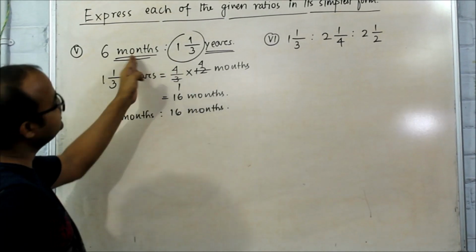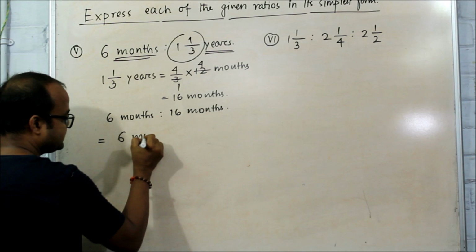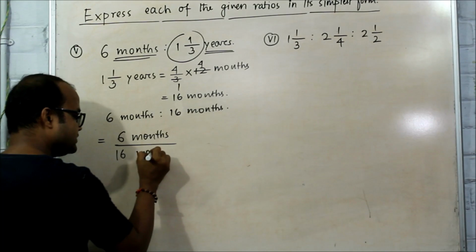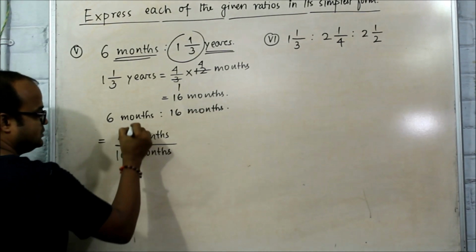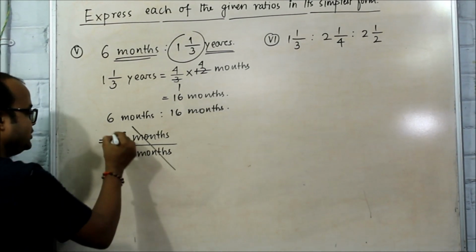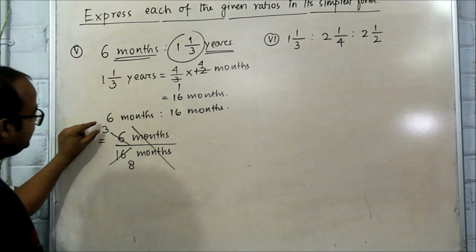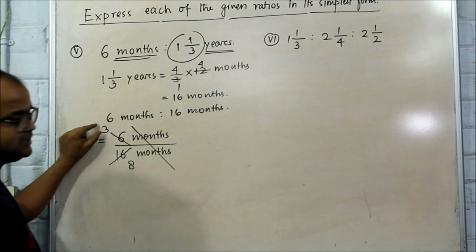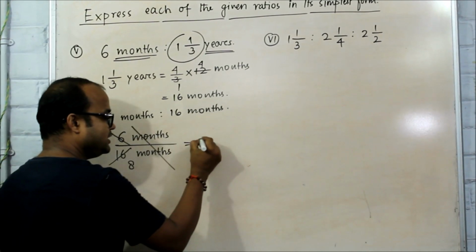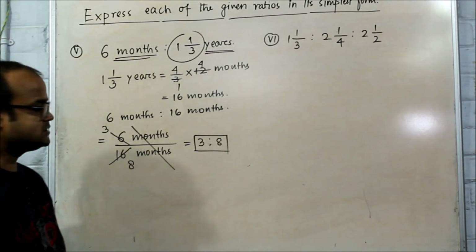You can convert months into year. So we can write this is equal to 6 months by 16 months. Cancel. Units will always get cancelled because they are of the same kind. 2 3s are 6, 2 8s are 16. Can you find any number which divides 3 as well as 8? No. So your answer is 3 is to 8.